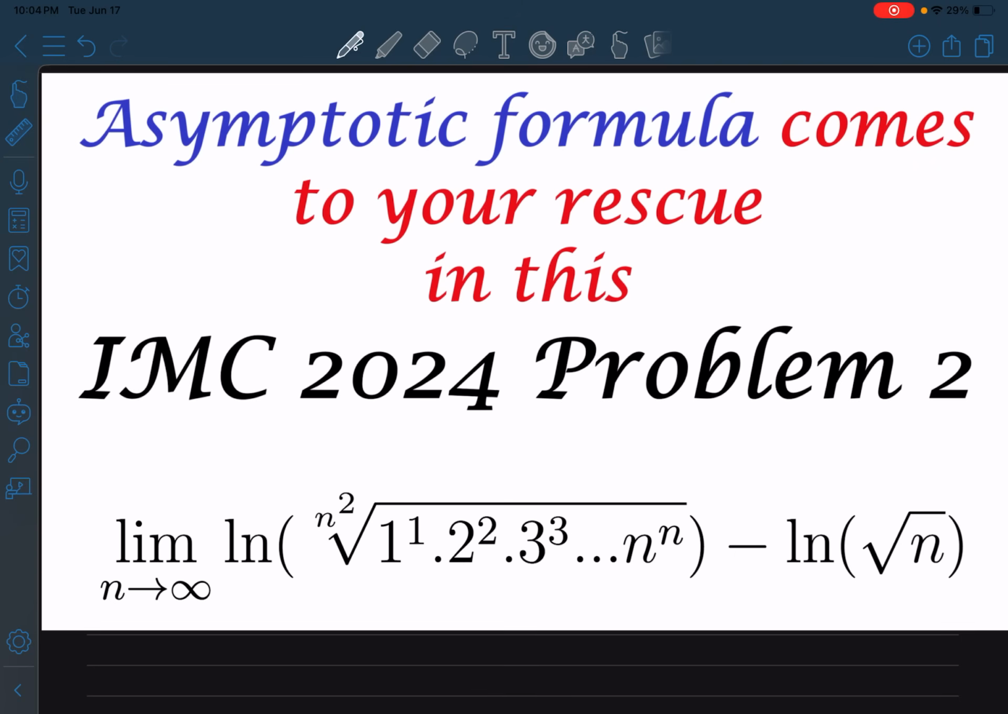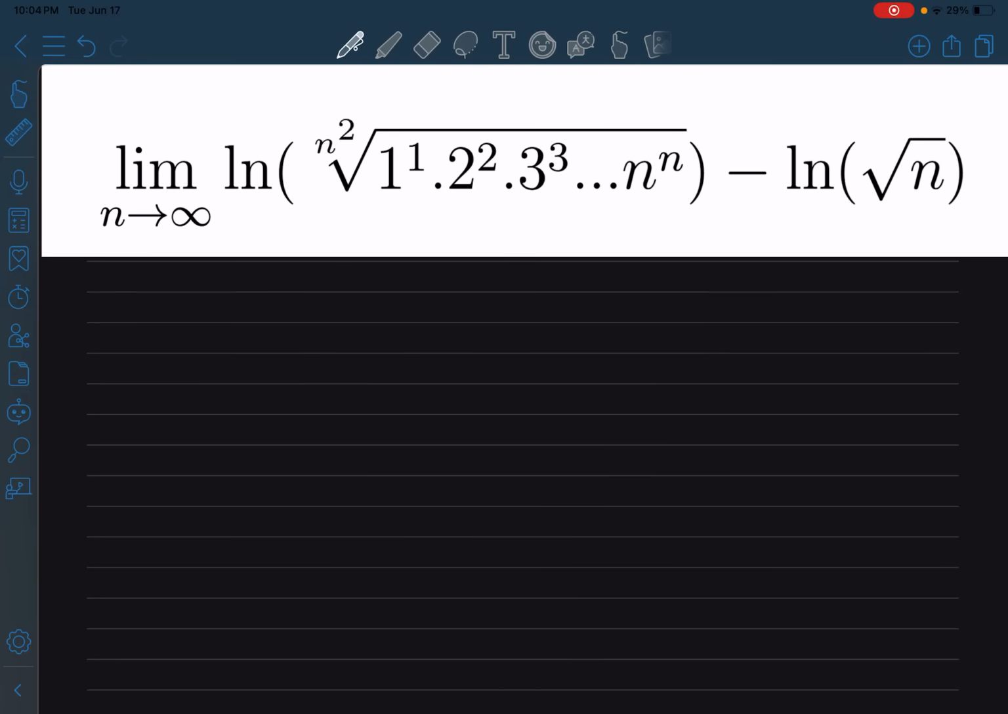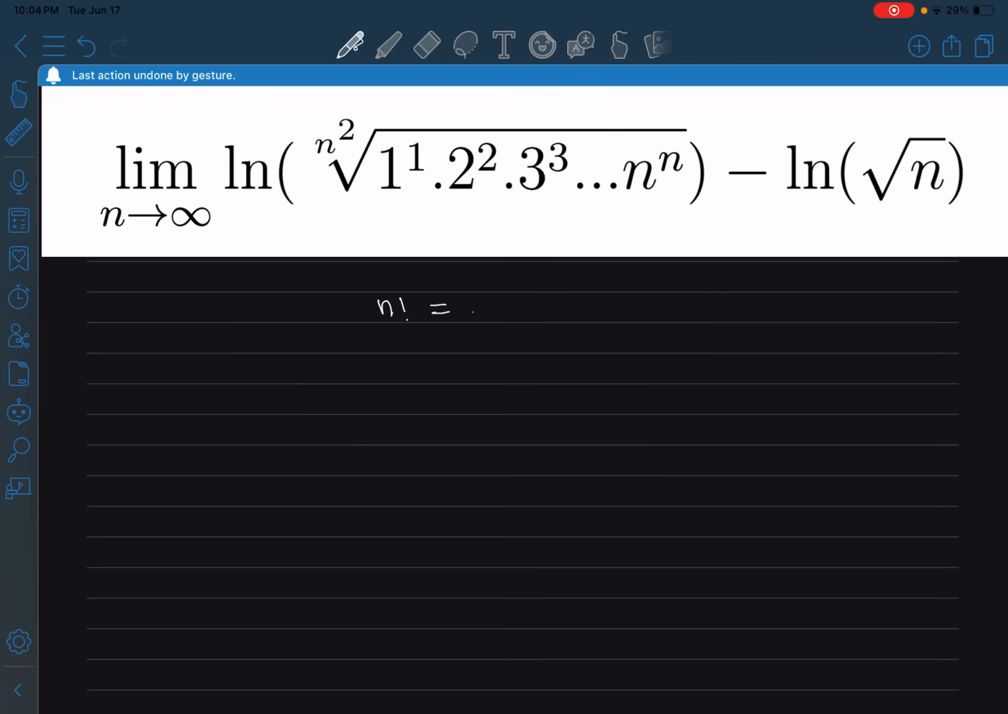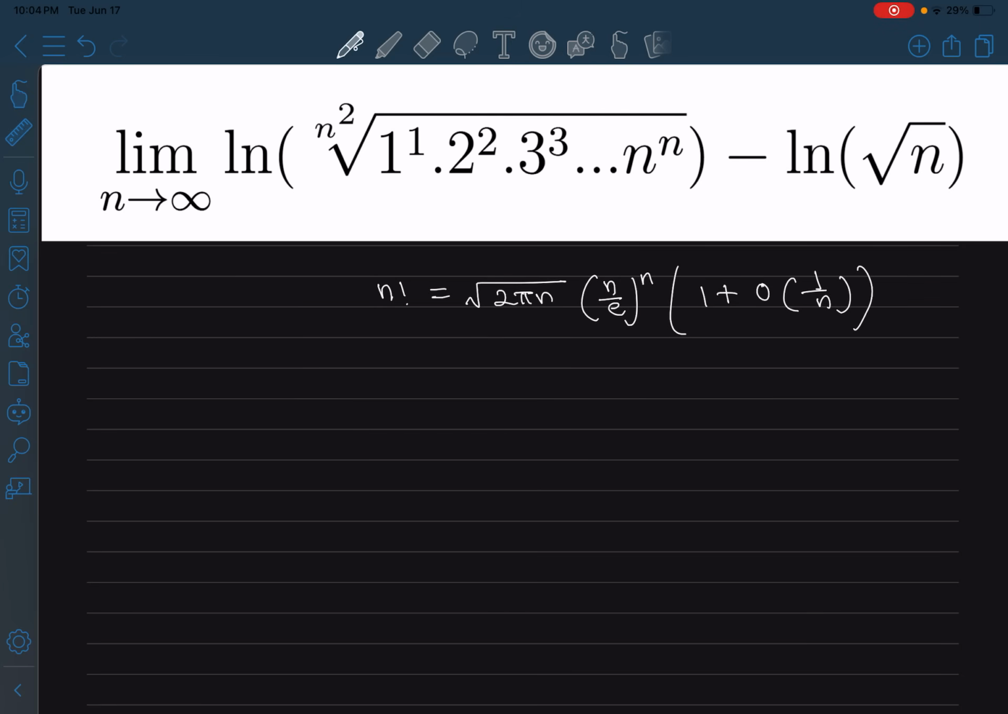There are also other ways, like you can use a Riemann sum or some other things. But if you know the asymptotic formula, it becomes way easier. I guess you already know one of the popular asymptotic formulas, that n factorial is equal to the square root of 2 pi n times (n by e) to the power n, and there are other terms like 1 plus some order of 1 over n, right? Similarly, this is factorial.